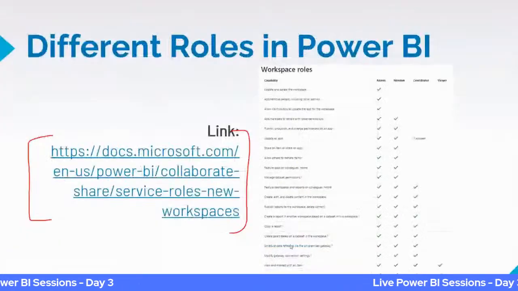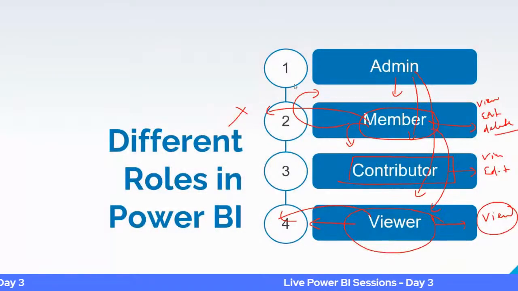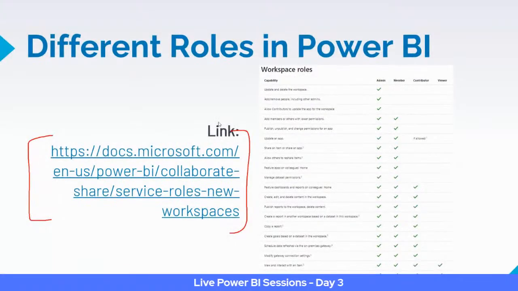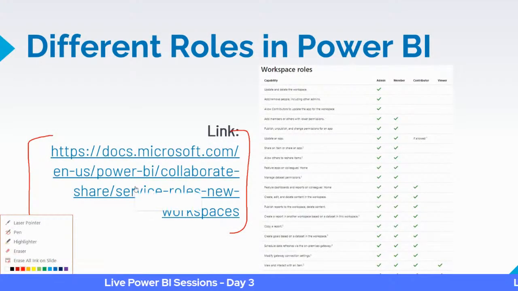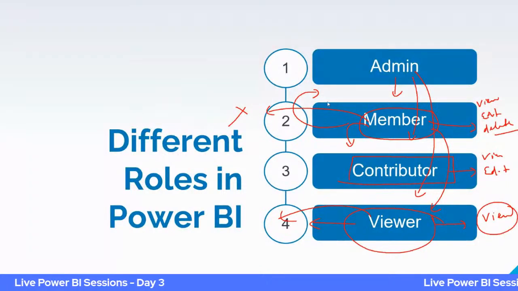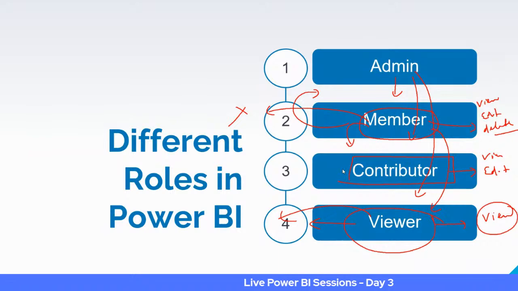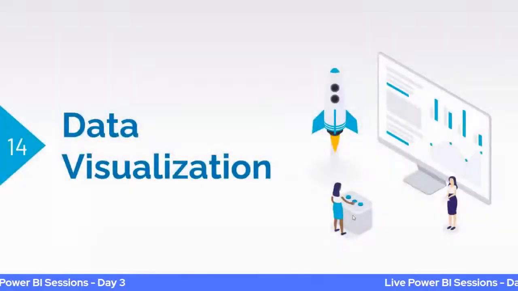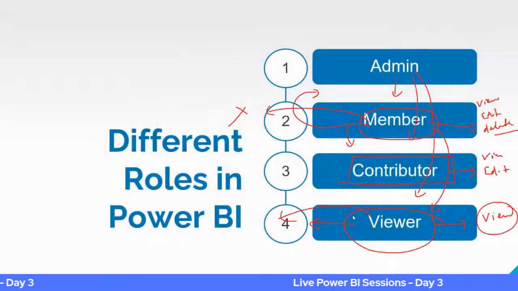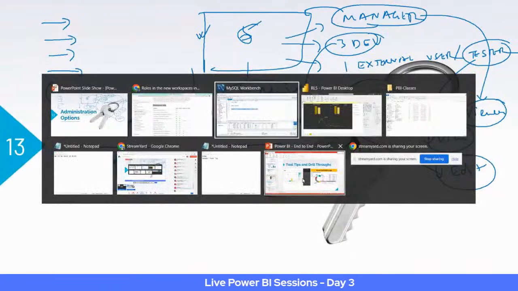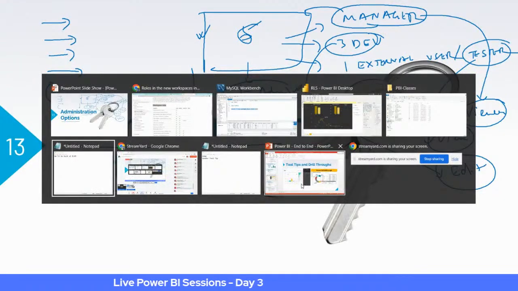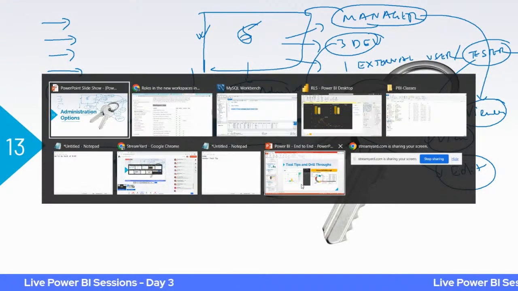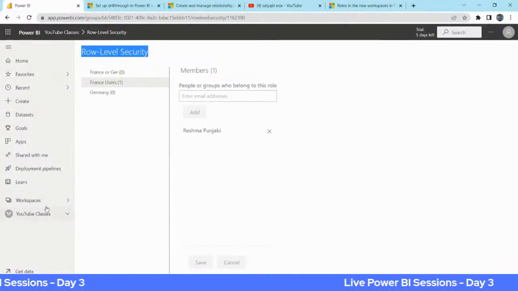In simple terms, if you just memorize what I just explained: admin is the overall boss, members are the second boss, contributors are us, the developers, the analysts, the data scientists, and viewers could be your external clients where you want to give view access. Okay, that's all about this particular thing, but I will show you the practicals of the administration, how to have the administration.